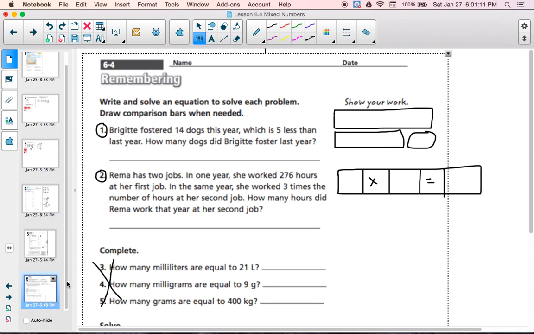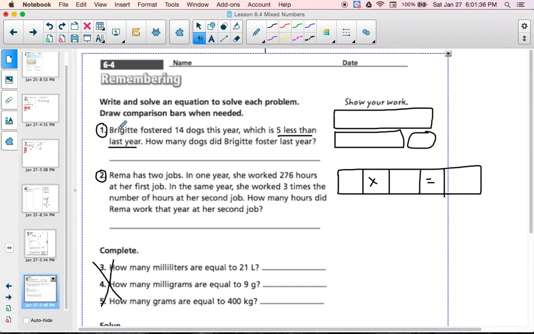Now let's look at remembering real quick. It says write and solve an equation to solve each problem. Draw comparison bars. So Bridget fostered 14 dogs this year, which is 5 less than last year. How many dogs did Bridget foster last year? So that's the question. That's what we're solving for.